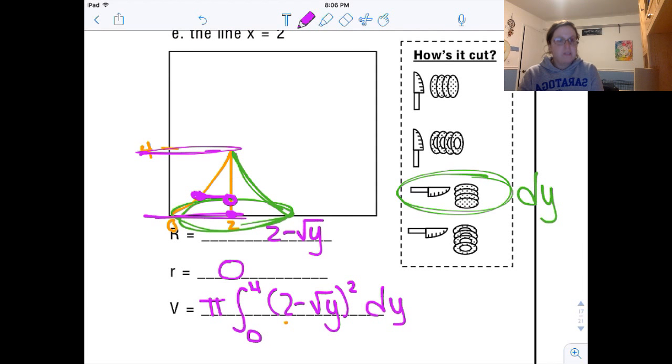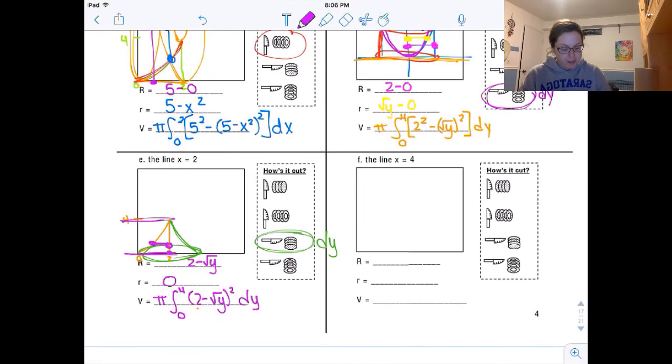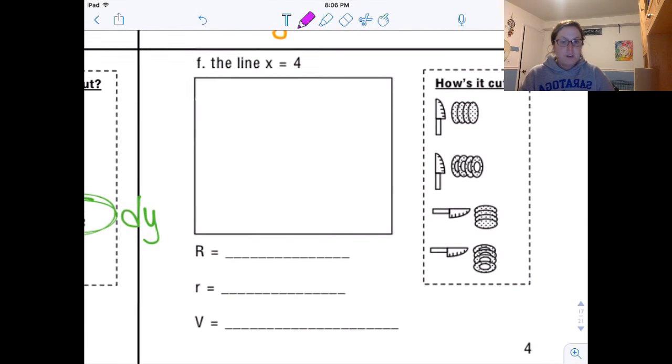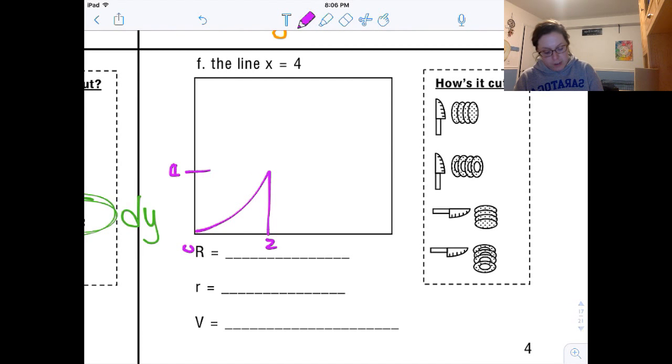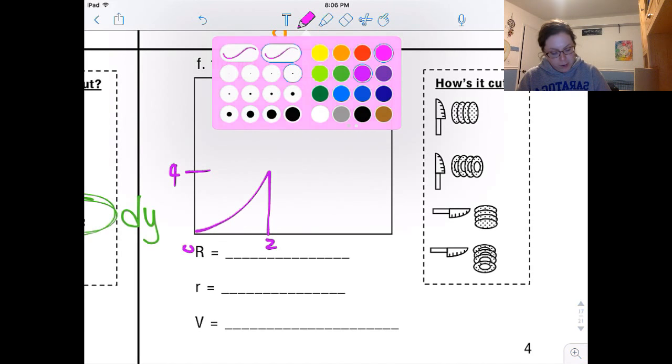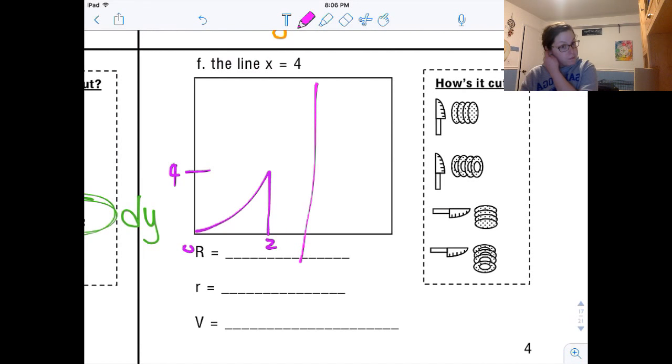Okay, this is the last question that I have planned. Ready? Rotate around x equals 4. So same region. That's at 2, that's at 0, that's at 4. X equals 4 is here. We're going to revolve around that. So this is going to revolve like this. This is going to revolve like this. We're going to get a cylinder in the middle, okay?